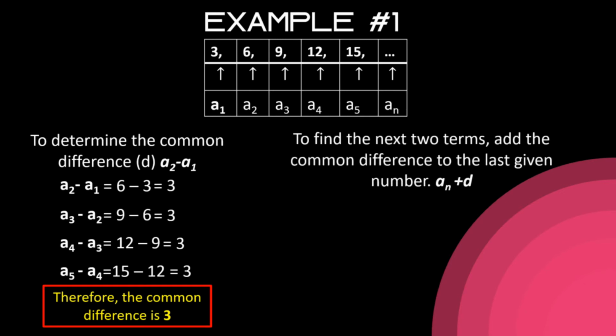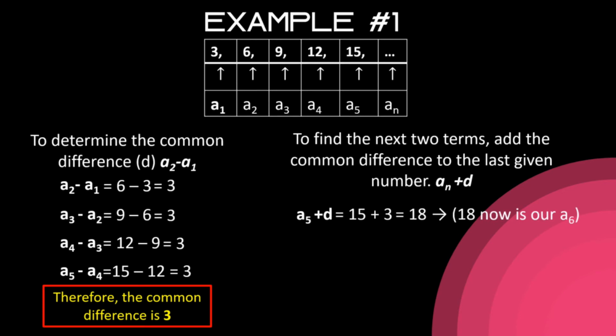To find the next two terms, add the common difference to the last given number. We use the formula a sub n plus d. In other words, we need to add the common difference to the last term. A sub 5 here is our last term, and we need to add the common difference, which is 3. Therefore, 15 plus 3 gives us 18.